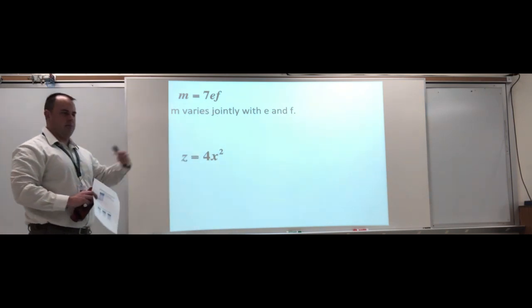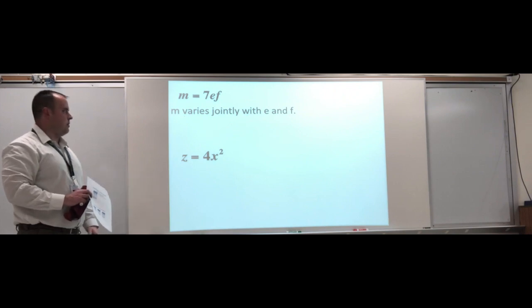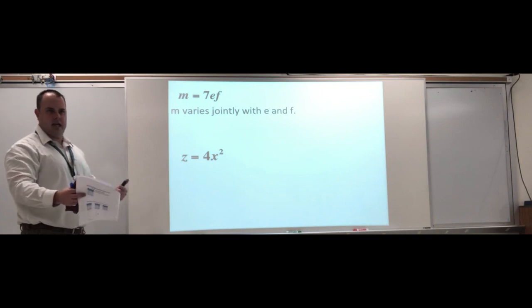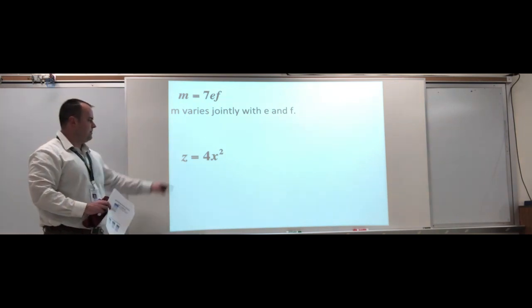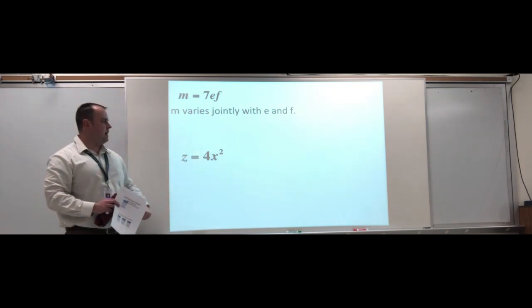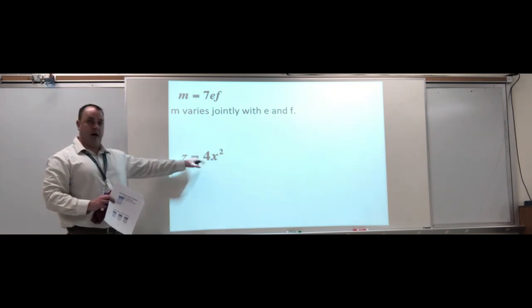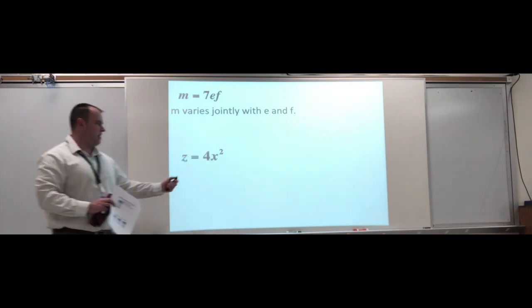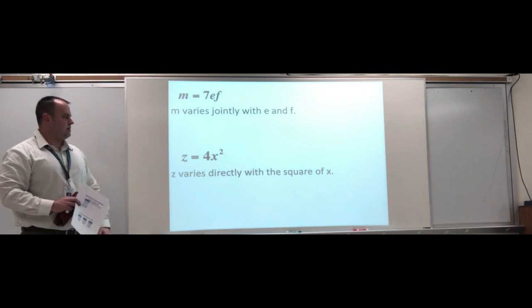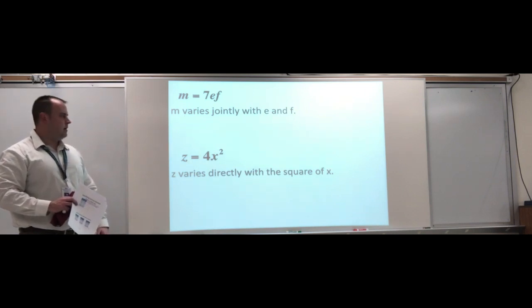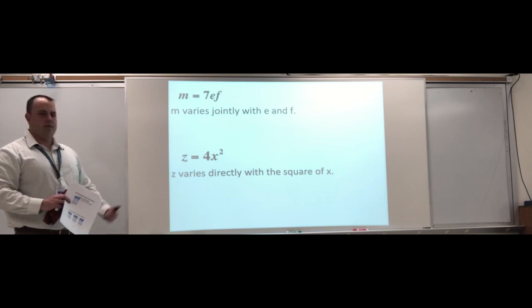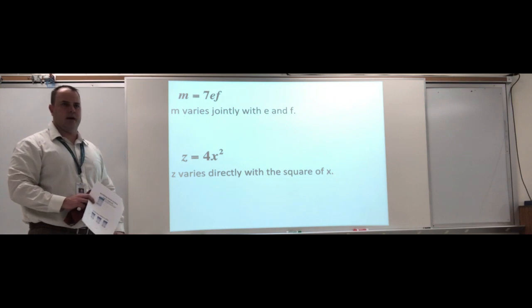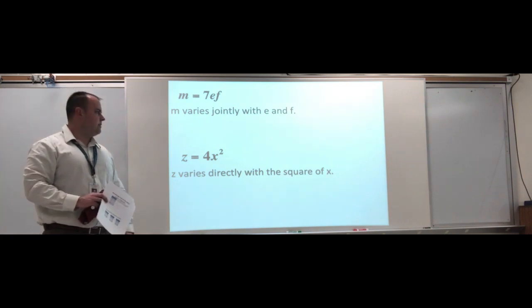And it doesn't only have to be 2. It could be 3, 4, 5, however many variables you have. It could be M varies jointly with A, B, C, D, and E. However many variables you have. Here we have Z equals 4 times X squared. So times is going to be directly. We have Z by itself, and we have to remember we also have the square there. Z varies directly with the square of X. So that's section 9.1, inverse variation, kind of going back a little bit to chapter 2 with direct variation. So that's it for 9.1.